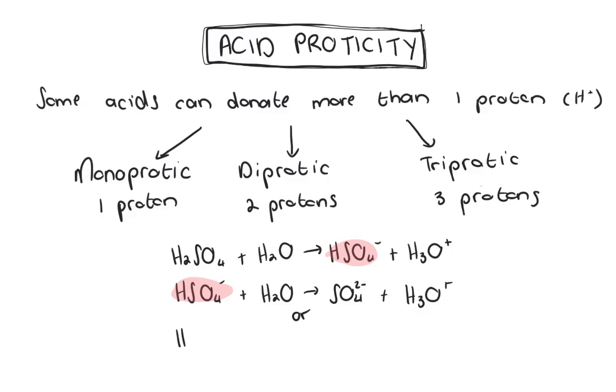So you can write it step by step, or you can write it all at once. But remember that if you write it at once in one equation, it has to be balanced. So it has to show that altogether 2 hydrogen ions reacted with 1 sulfuric acid, and then 2 hydroniums were formed.